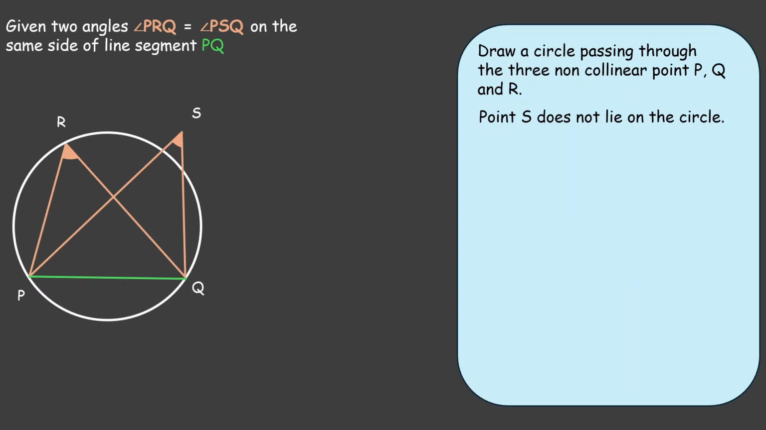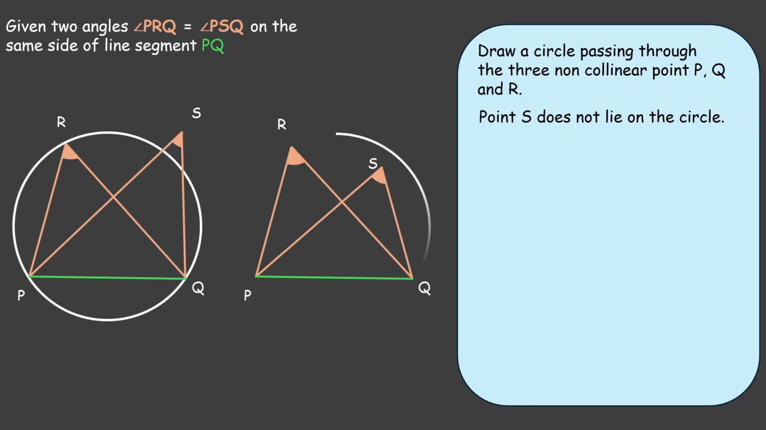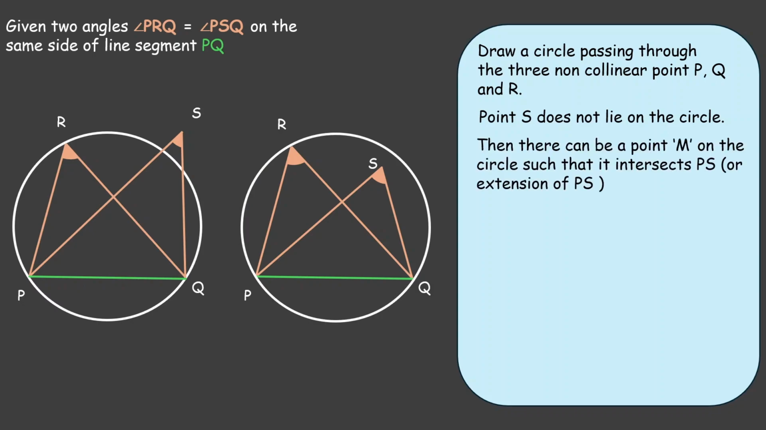There can be another variation of this, where point S lies inside the circle, right? So now, there can be a point M on the circle such that it intersects PS. There can be a point M over here or over here, which lies on the extension of PS, right? So what we can do is let's join MQ. Let's join MQ over here as well.